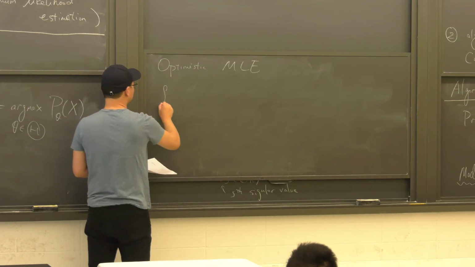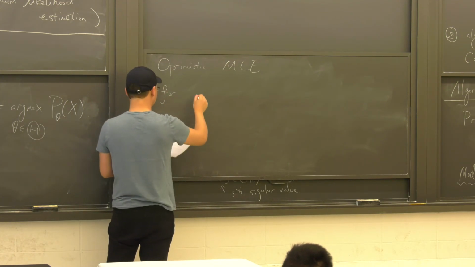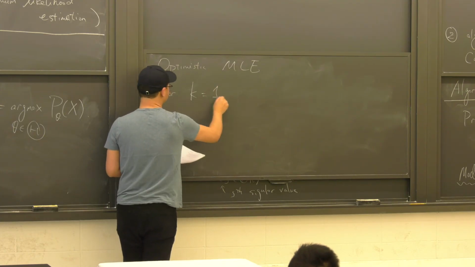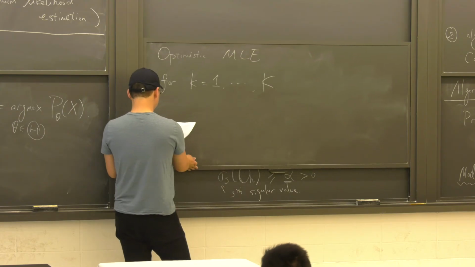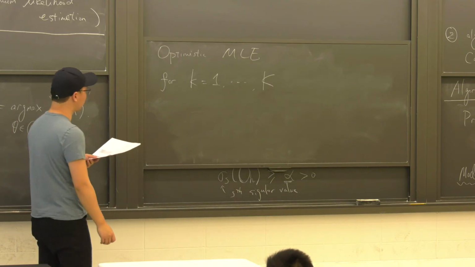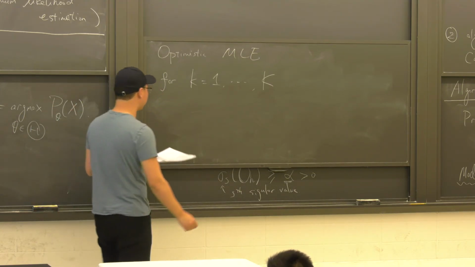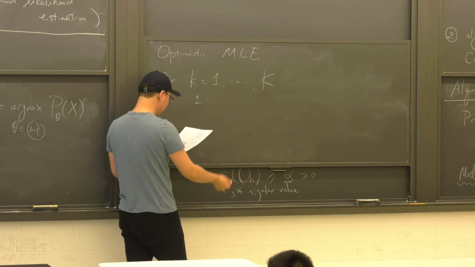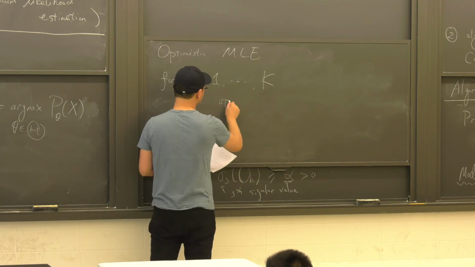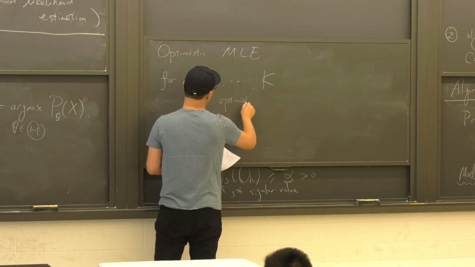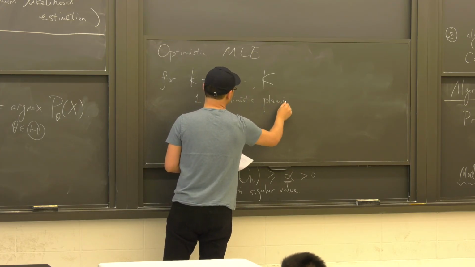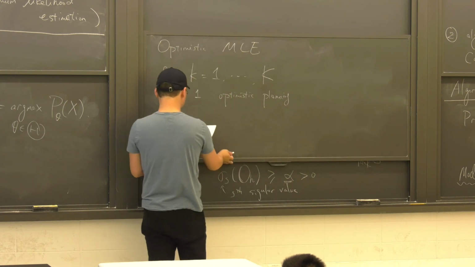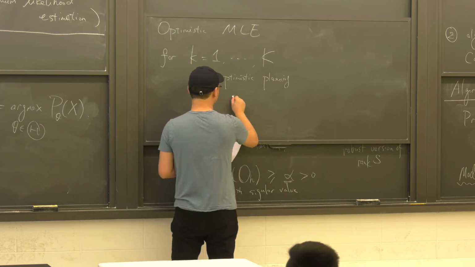So the algorithm is, again, an iterative algorithm. It looks at a lot of episodes, episode k from 1 to capital K. And in each episode the algorithm will split into 3 steps. The first step, we'll do optimistic planning. So it's very similar to GORF.